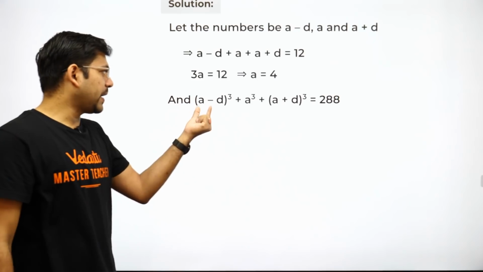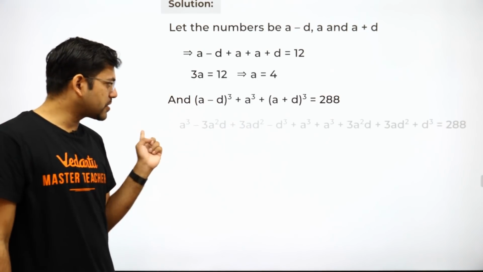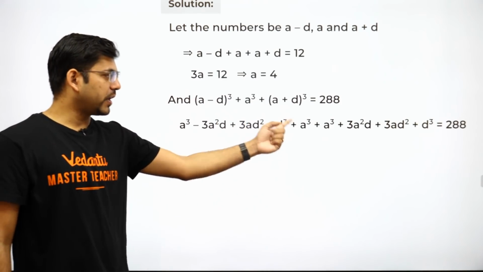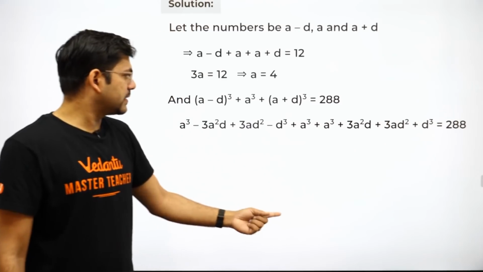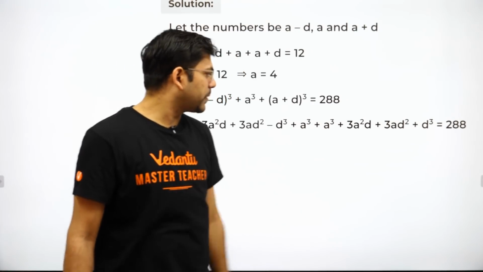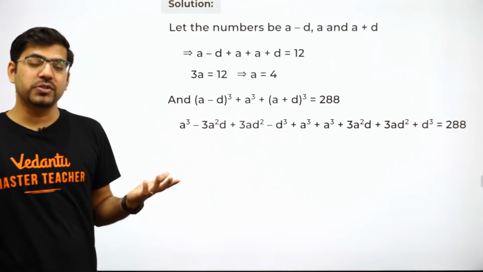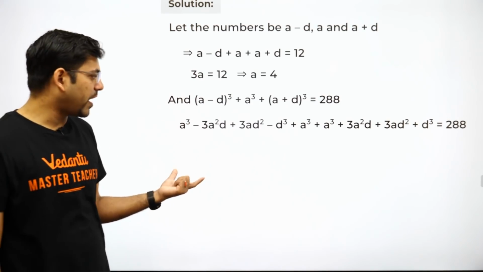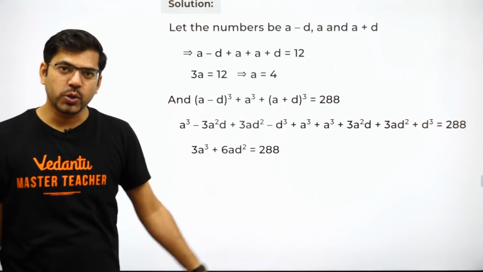So now (A minus D) whole cube will go with the formula of (A minus B) whole cube, and I have just put the formula here, A cube and then (A plus D) cube. Now this minus term and this plus term will get cancelled, this minus D cube and this plus D cube. All these terms which are the same and have opposite signs will get cancelled and finally we will get 3A cube plus 6AD square is equal to 288.